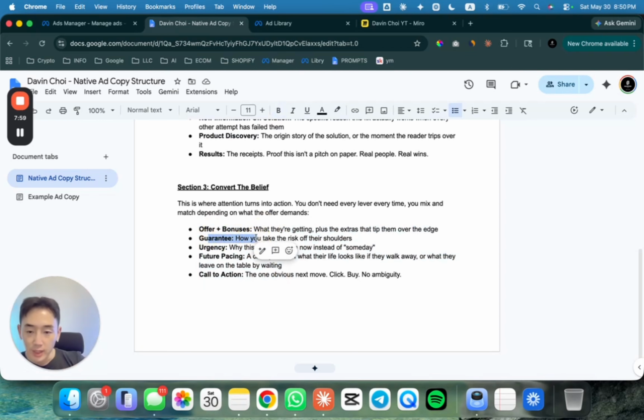Or a guarantee, like they had a 90-day money back guarantee, and I was skeptical, but I was just like, okay, what can I lose? Urgency and future pacing, this kind of goes together. I usually like to do crossroad closes because crossroad closes have urgency and future pacing within them.